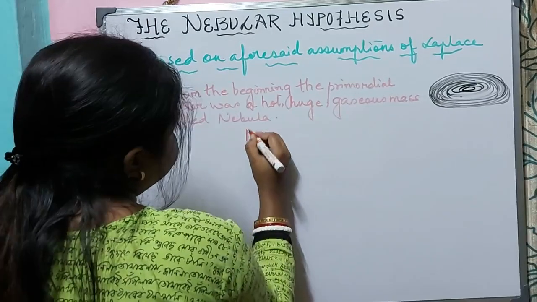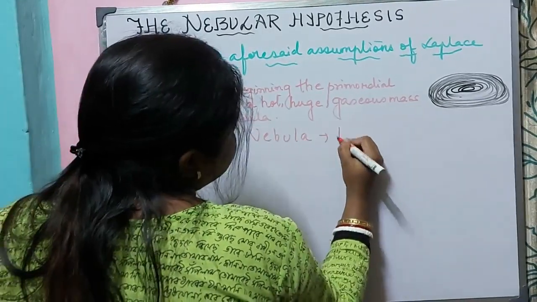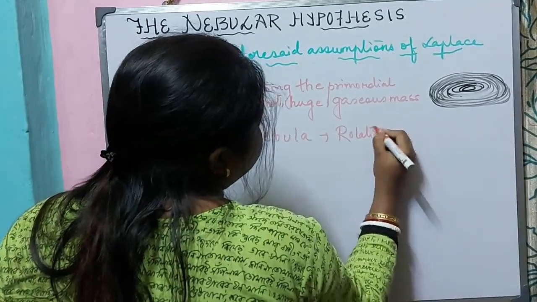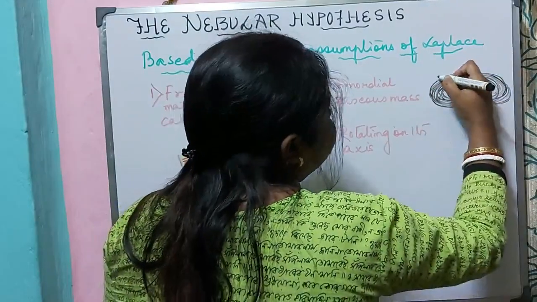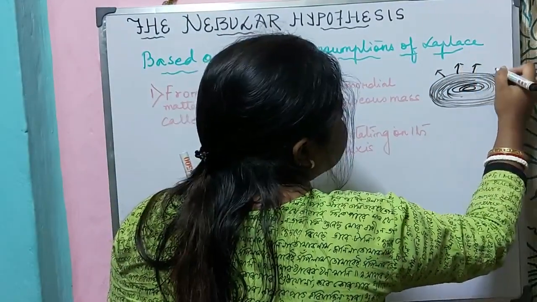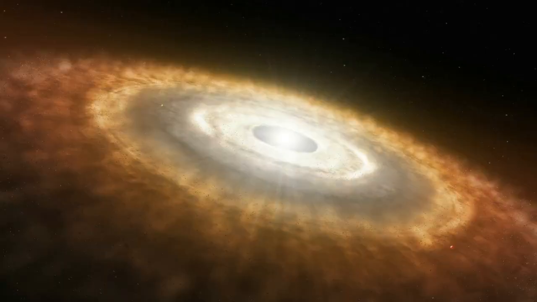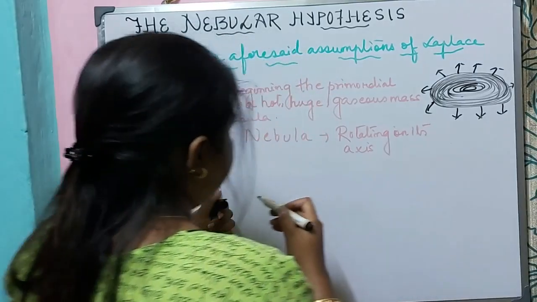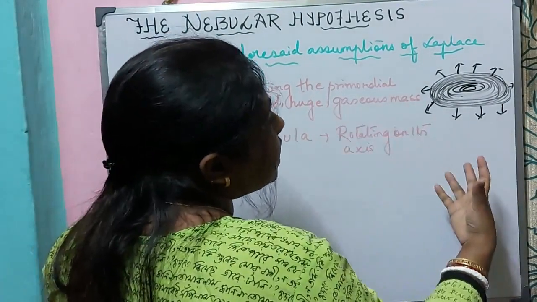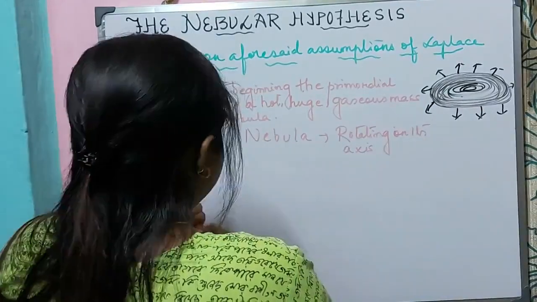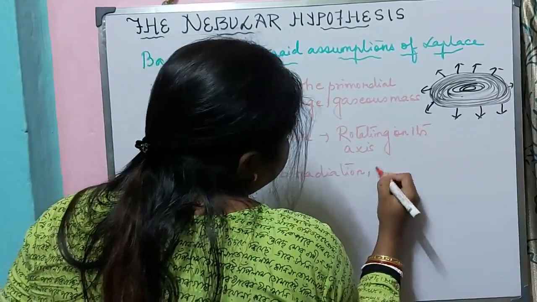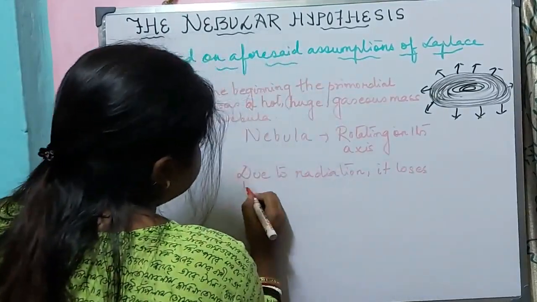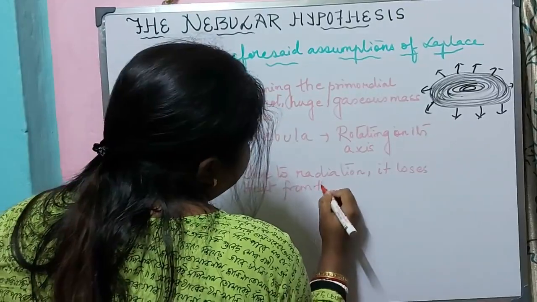Now this nebula was rotating on its axis from the initial period. What happened? The nebula started radiating heat from the outer surface. That means it started losing heat. So due to radiation, it loses heat from the outer surface.